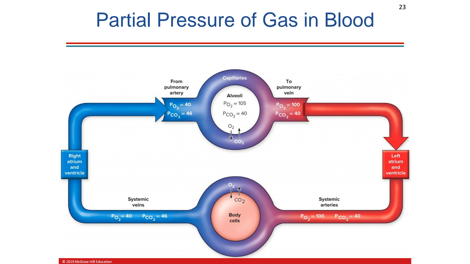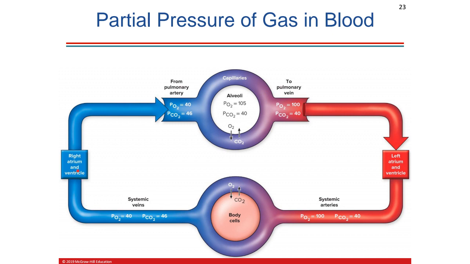Now let's look at CO2. So in the pulmonary vein, the CO2 is 40. It then goes to the left atrium, left ventricle, still 40 within the systemic arteries. Now, within the systemic capillaries, it will pick up CO2 due to the CO2 that's being generated by aerobic respiration. PCO2 is 46 in the systemic veins.